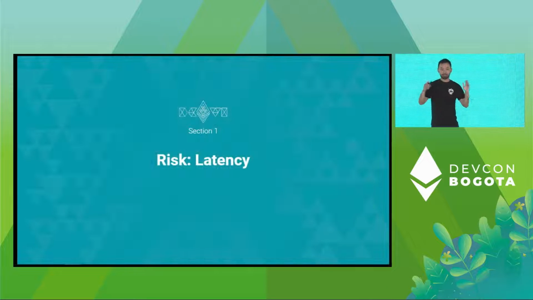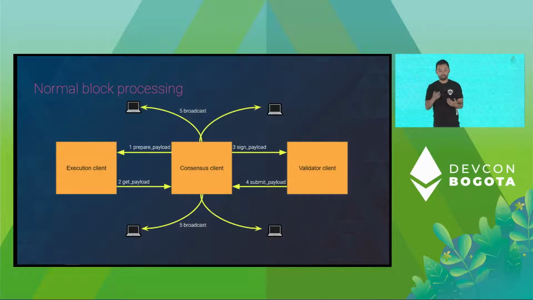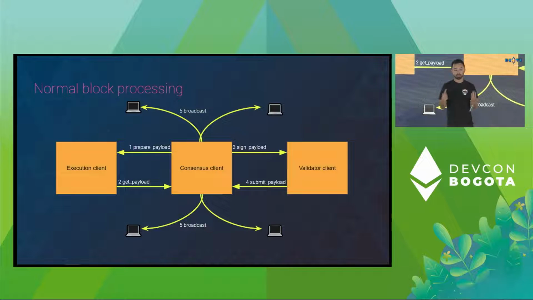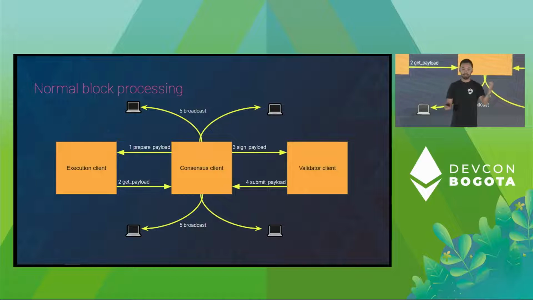So let's talk about the first risk, latency. When you propose a block normally under your local setup, you have your consensus layer client, execution client, and validator client. How does this work? You ask the execution layer client to prepare a payload, and then you pass the payload to the validator client to sign it. The validator client signs the payload, and then you broadcast the payload. Simple, very easy to reason about, right?